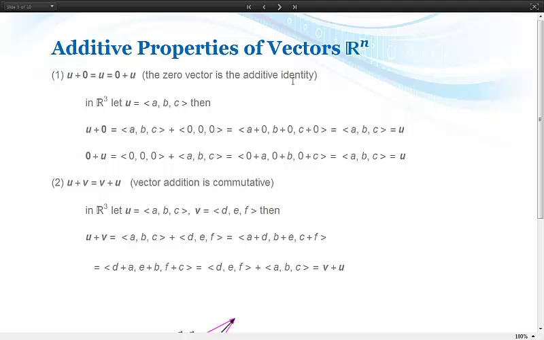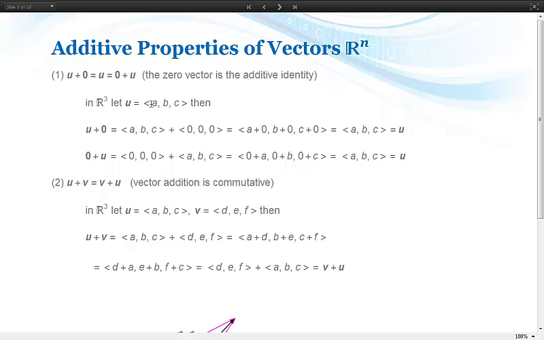Now we're going to demonstrate that these things are true, with short proofs, in three-dimensional space generally, but these properties hold in any dimensional space: 2, 3, 4, 5, 50-dimensional space. So let's consider how we show that this property is true in three-dimensional space.